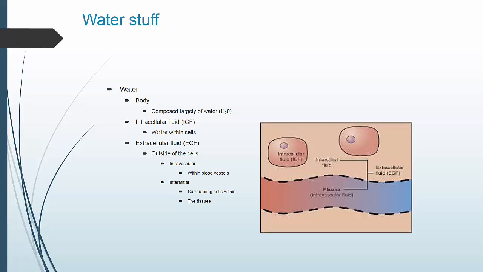Your extracellular fluid is the fluid that's outside of the cells. It's further divided up into intravascular and interstitial. So intravascular is within the blood vessels themselves, and interstitial is within the tissues themselves.